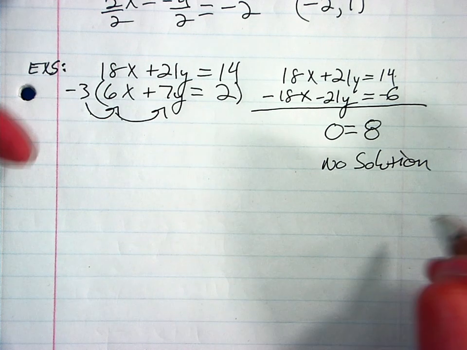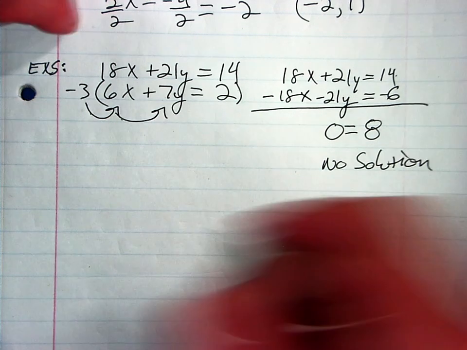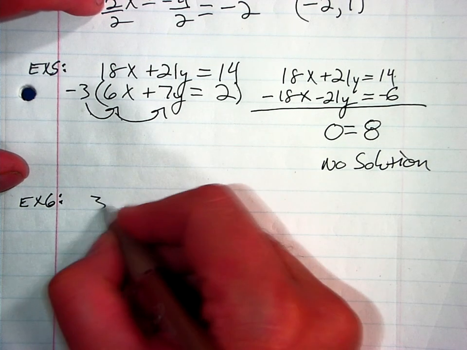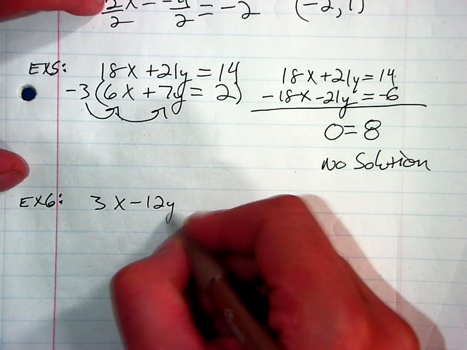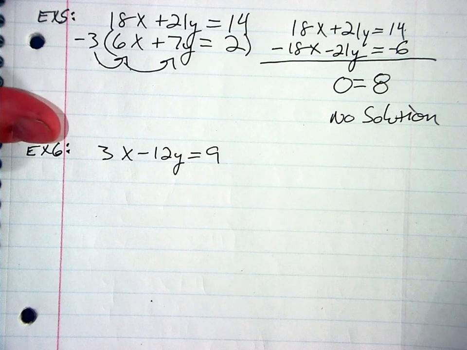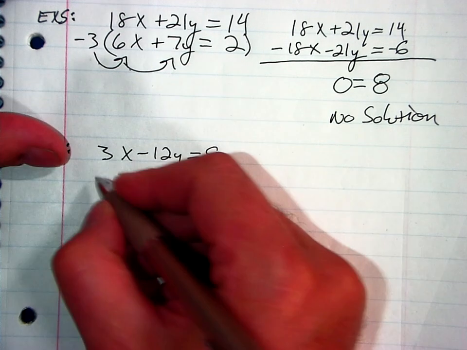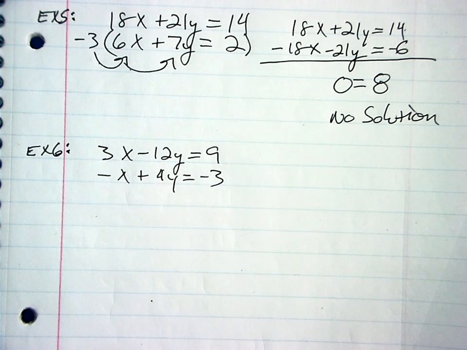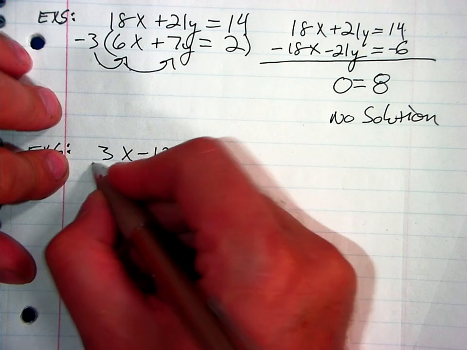This would be a check it, but for the sake of time, we're not going to do a check it. We're just going to call this example 6. It's extremely similar to the one we just did. 3x minus 12y equals 9, and negative x plus 4y equals negative 3. It'd be easier to get rid of the x's than the y's. Actually, it doesn't matter. So Ty, which one, x or y? All right, so we need to multiply the bottom by 3 then, correct?